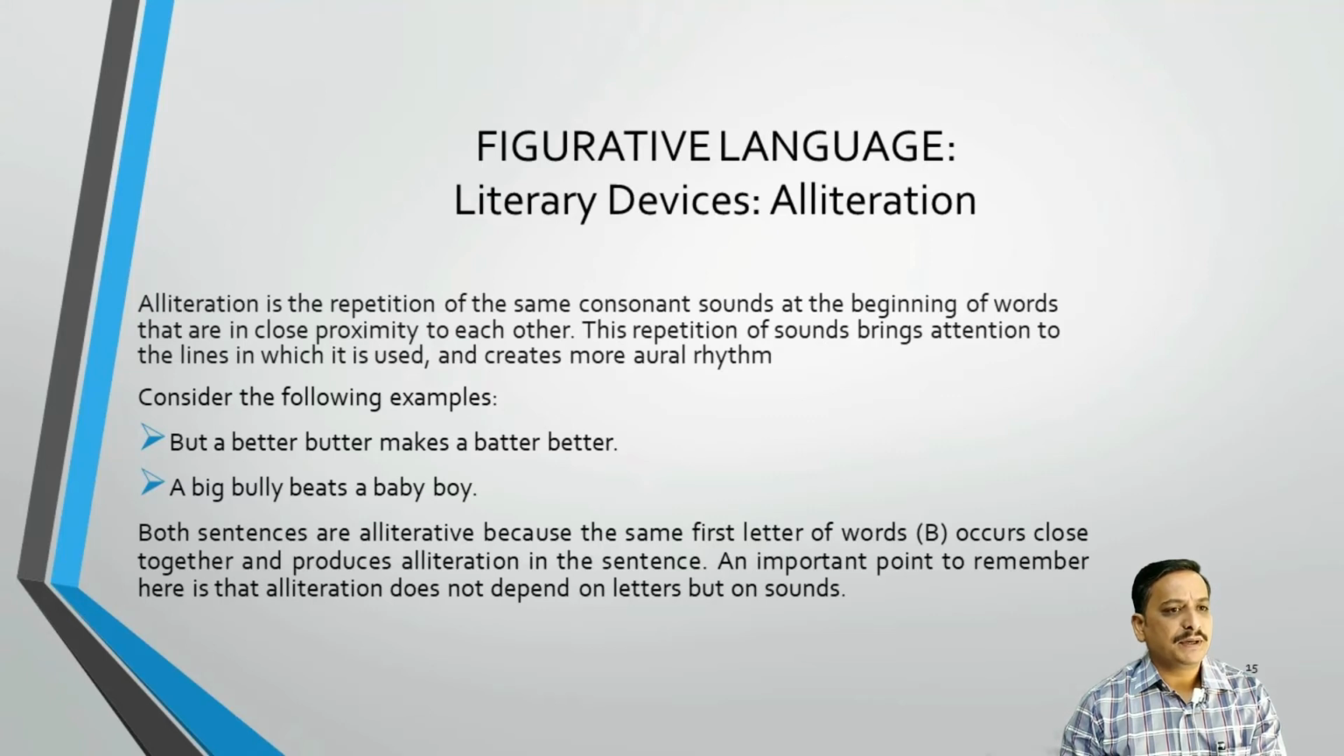"But a better butter makes a batter better," or "A big bully beats a baby boy." Both sentences are alliterative because the first same letter of words, B or B, occurs close together and produces alliteration in the sentence. An important point to remember here is that alliteration does not depend on letters but on sounds.